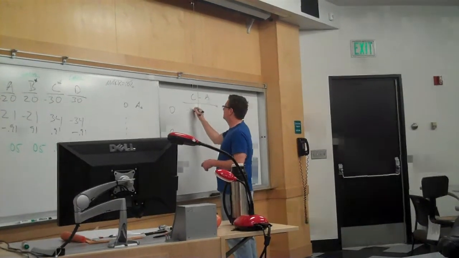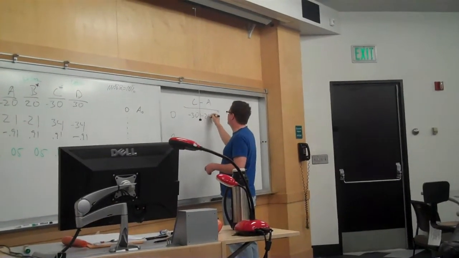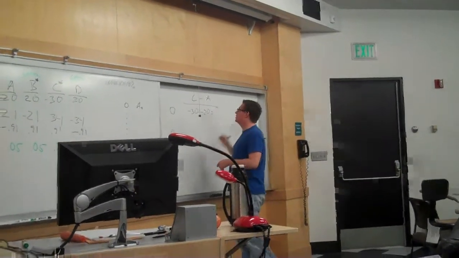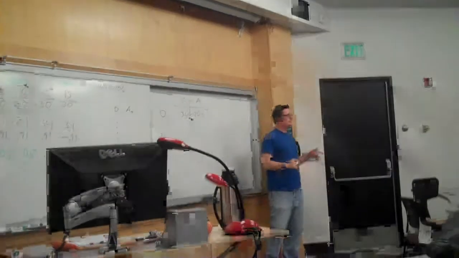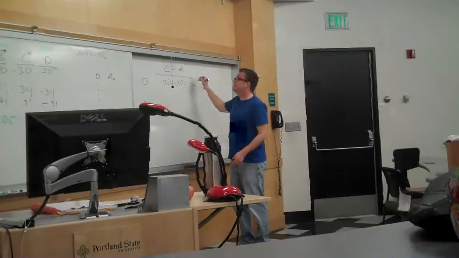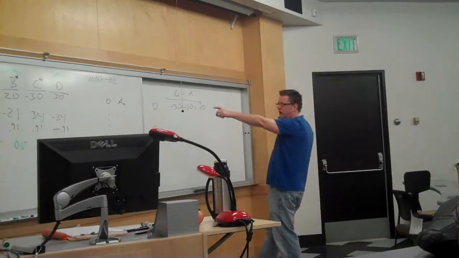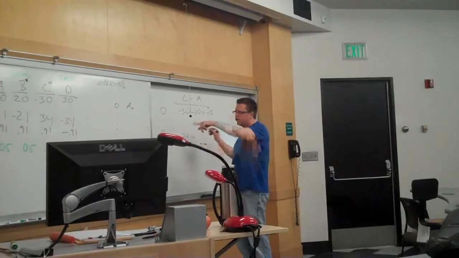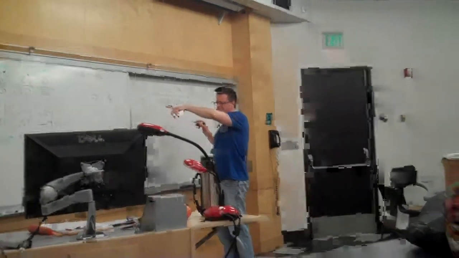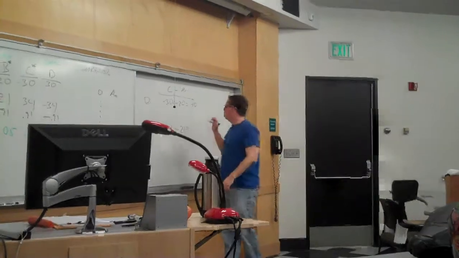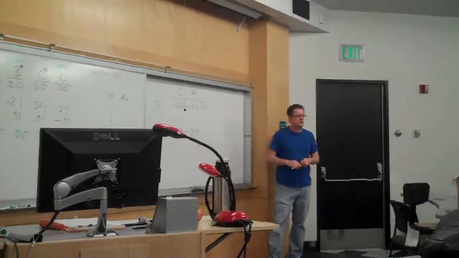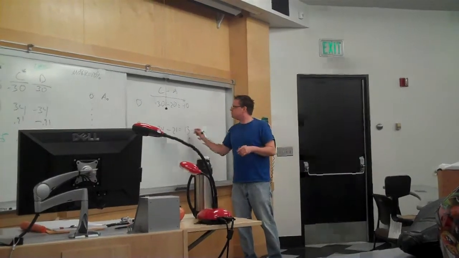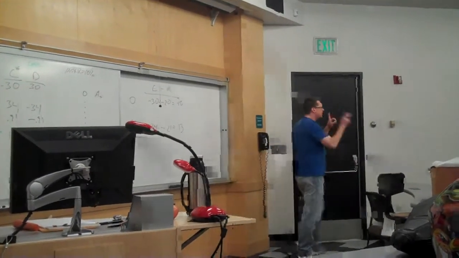Wait a minute. Did we do B, D? I wanted A, C. My mistake. Oh, did that change anything for you guys? A, C? No, C less A. Minus 30, minus 20. All right, what's 30 minus 20? Thank God, that would be about right.